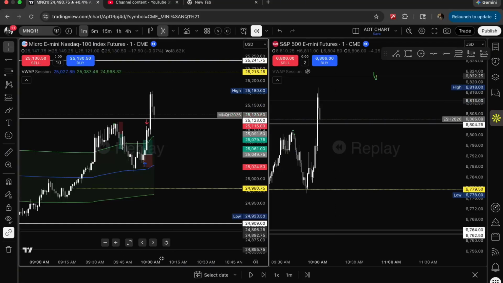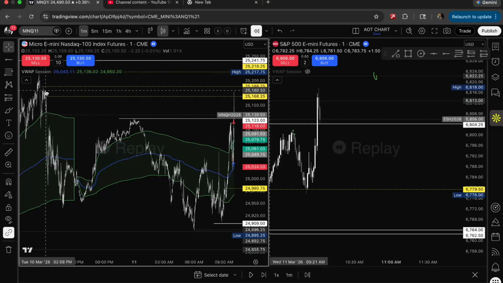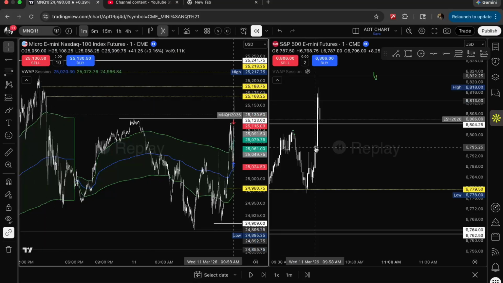All right, cool. So we took something right here. Yep. So we took this internal right here. Next internal is up here. All right, cool.